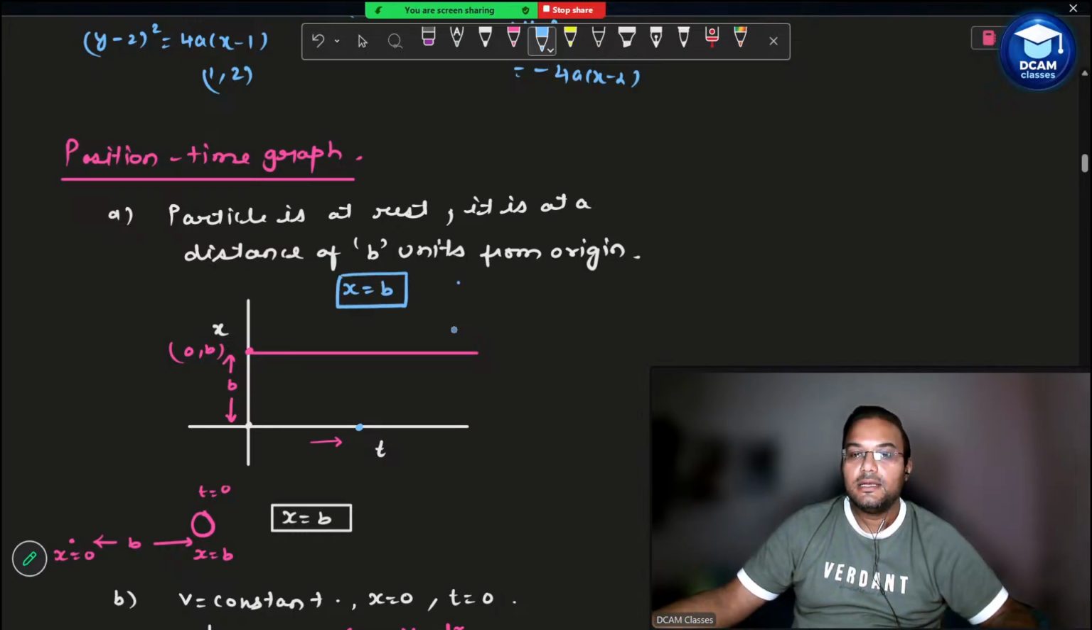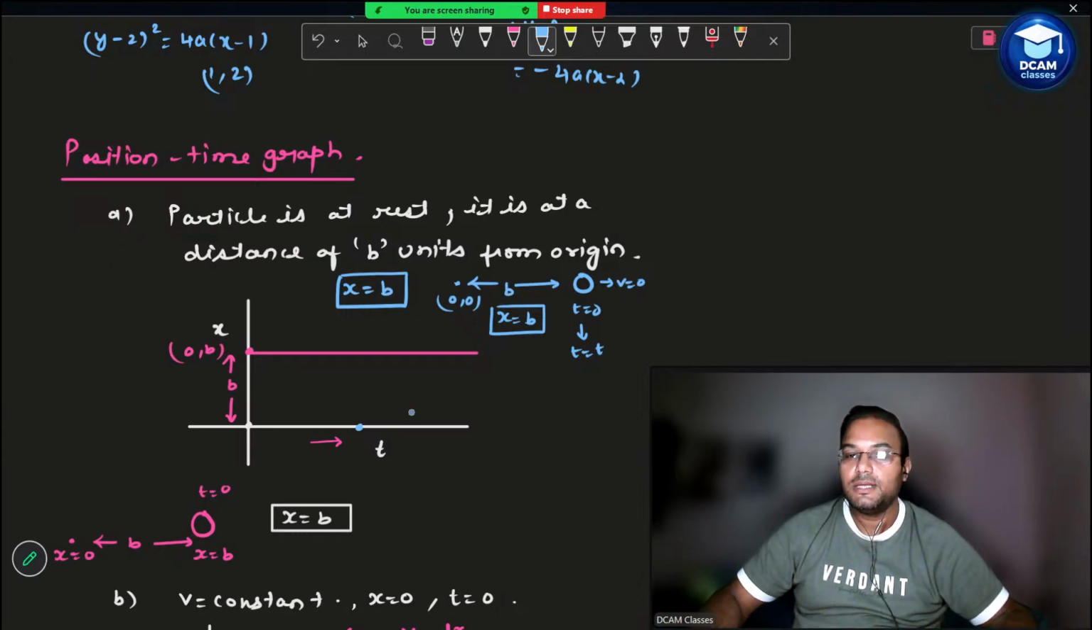The particle is at a distance of b unit from the origin at t equal to 0 and its velocity is 0. So at any time t, its position would be x is equal to b only. So you will have to draw the graph x is equal to b, which is a line. Here x is the y axis. So the x is equal to b graph would be a straight line parallel to the t axis.